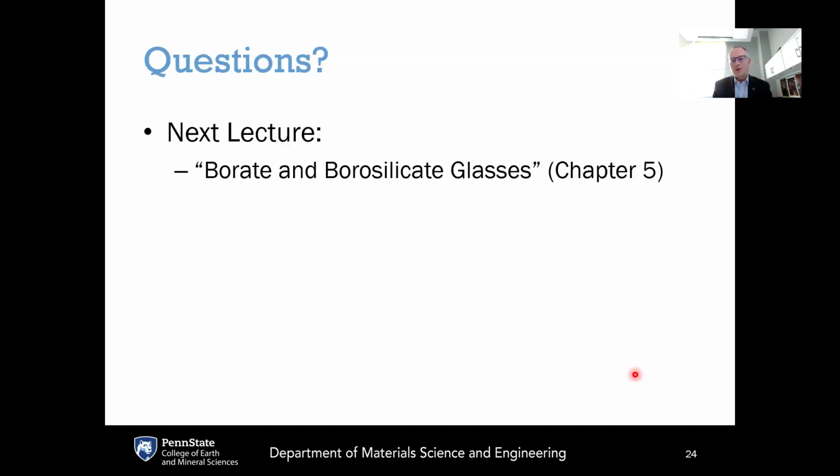So next time we continue on with chapter 5, and we will deal with borate glasses and borosilicate glasses, and also at the end, boroaluminosilicate glasses.